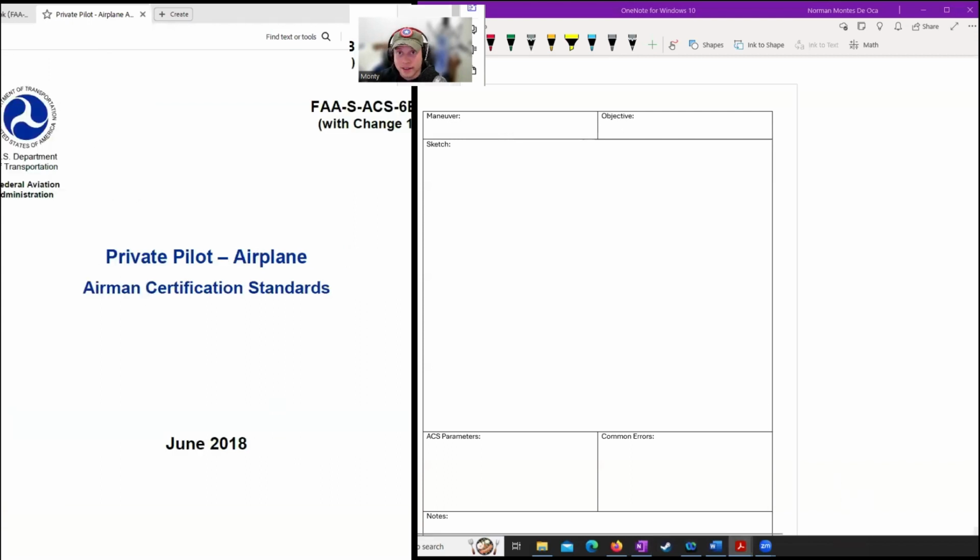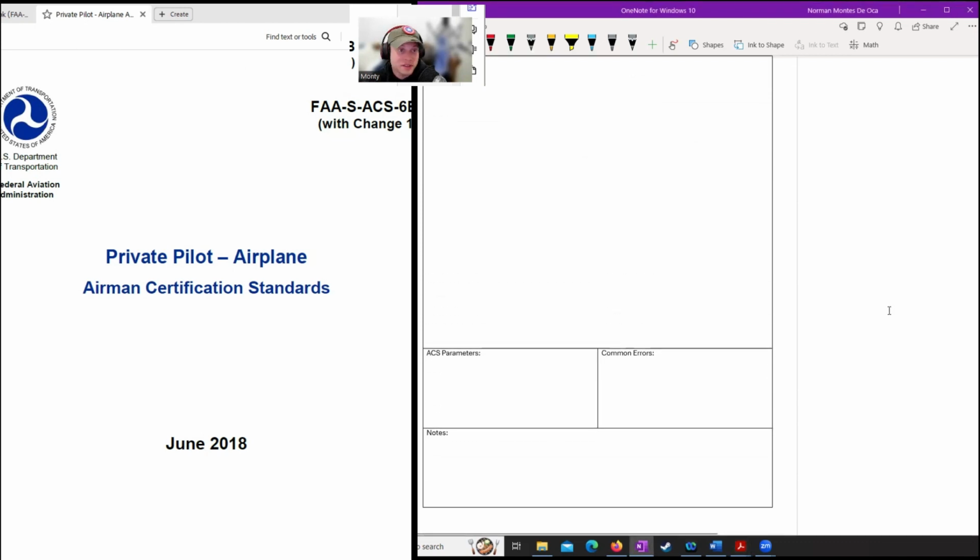I'll post links in the description, as well as links for hard copies if you like having the actual physical book. In addition, I have my own PDF worksheets for how to study the maneuvers, and I'll post a link to them as well. Starting here, we have the name of the maneuver, the objective, the sketch. I want you to draw it out, the ACS parameters, common errors, and then notes for yourself as you study. You can say, hey, I like to do this or whatever to fly this maneuver.